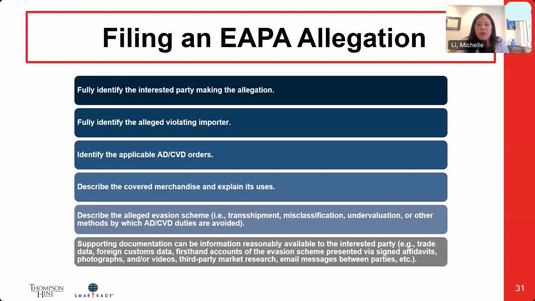I know that we've been taking a lot of time on the EAPA allegations, and I would like to fly up a little bit so that we have some time to talk about the Section 227 investigation. The allegation typically will identify the party, who the violating importer is, what AD and CVD orders you want to target, what the issue and the scheme are, and provide all the supporting documentation.